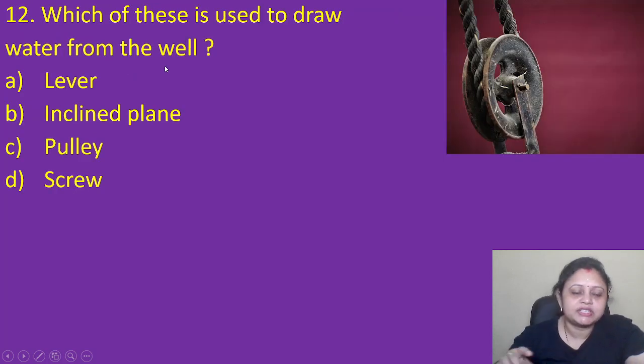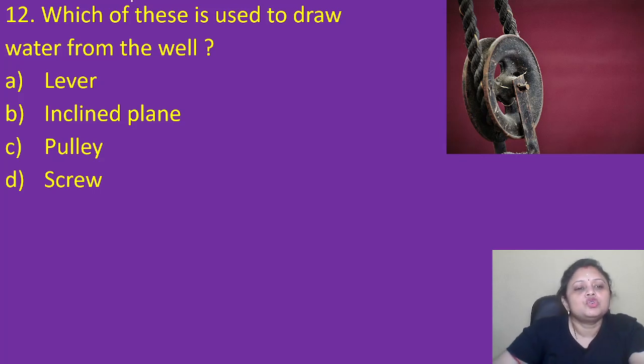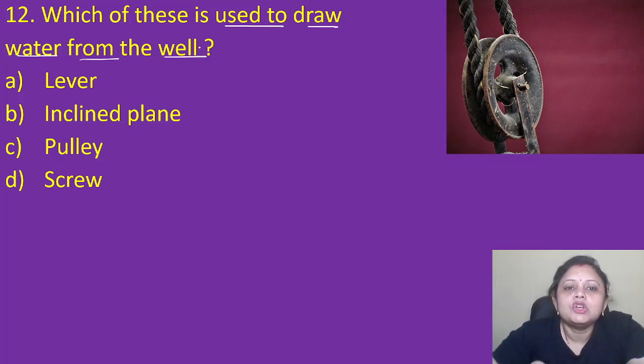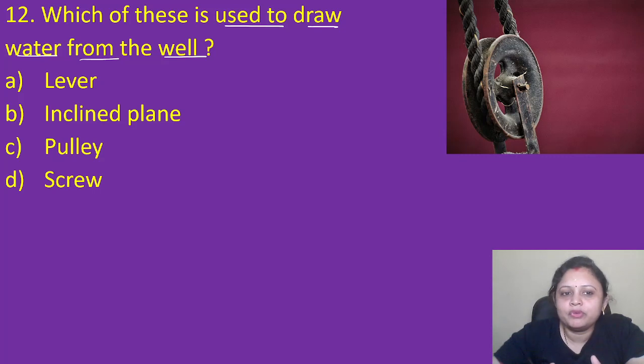Coming to the next question. Which of these is used to draw water from the well? Option A lever, B inclined plane, C pulley, D screw. So the question is which of these is used to draw water from the well? Have you ever seen a well? Yes. So how do we draw water from the well? Have you seen it? We use a pulley.